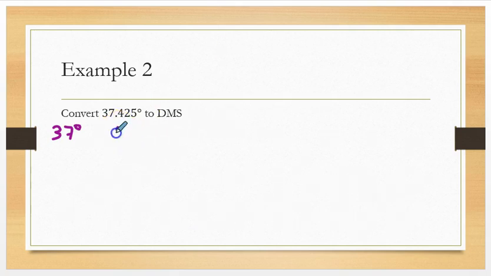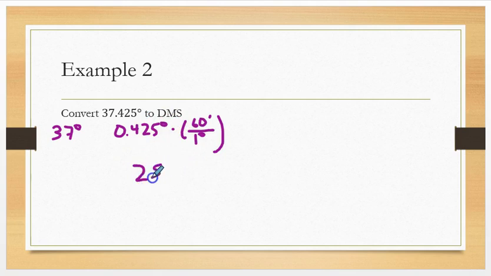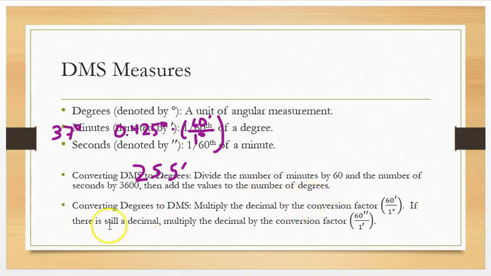So in this case, I will have 0.425 degrees times 60 minutes over 1 degree. And then what happens is the degree symbols cancel out. So all that's going to be left here is the 0.425 times 60. So plugging this into the calculator, I will have 25.5 minutes.